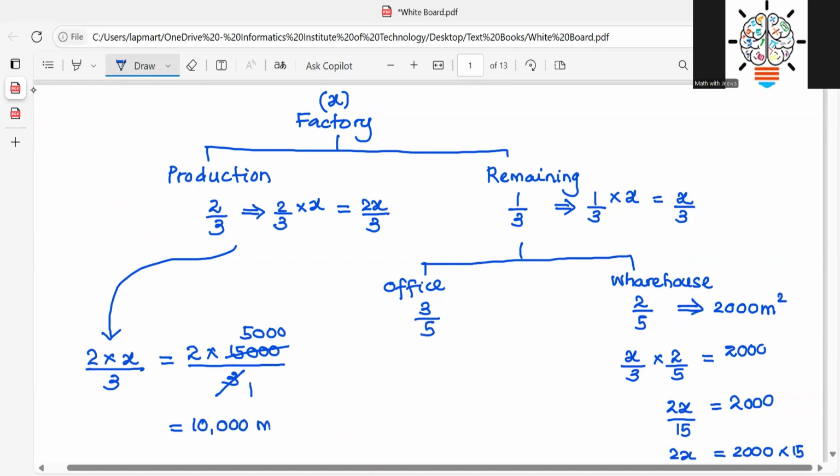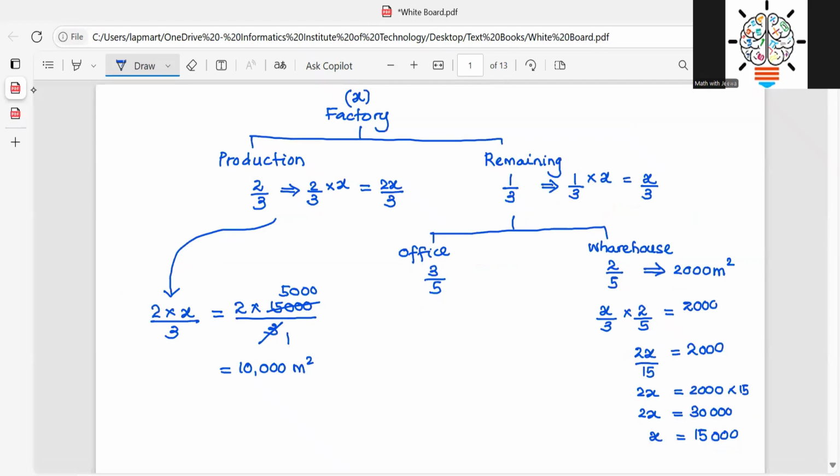10,000 meters square. You just see, children, how I have written it. First, while reading the question, I just went through the factory, and out of that 2/3 for the production line, the remainder should be 1/3. And from the remainder, they have allocated 3/5 for the office and remainder for the warehouse. So if they have allocated 3/5 for the office, the remainder should be 2/5, children. So that 2/5 is equal to 2,000. Now you just see, 2/5 of what? 2/5 of the remainder. That means 2/5 of the 1/3, right?